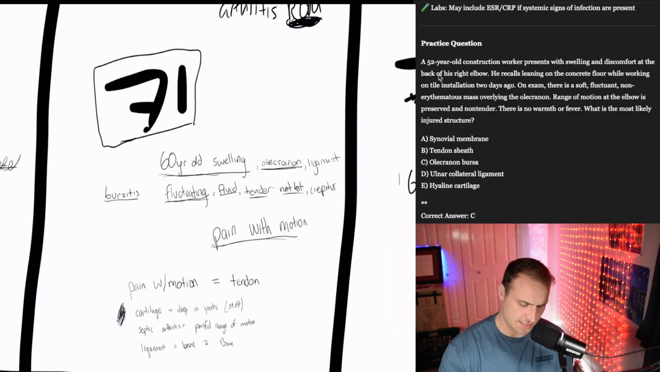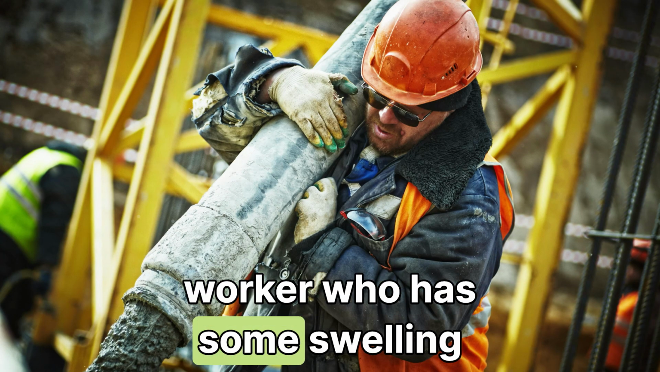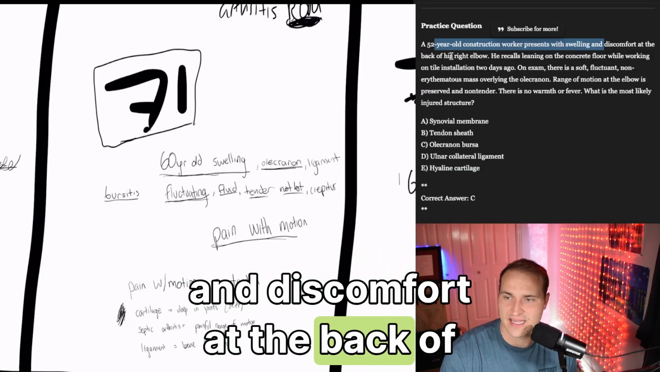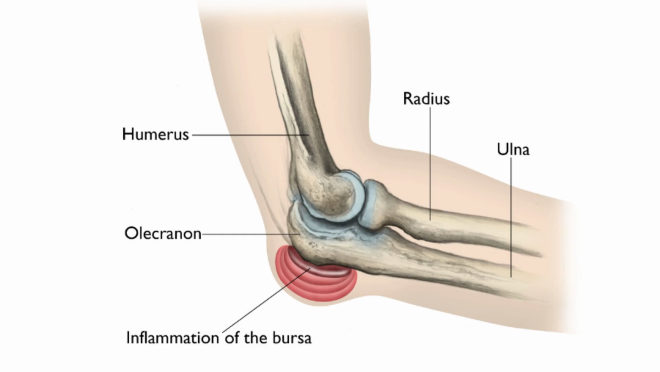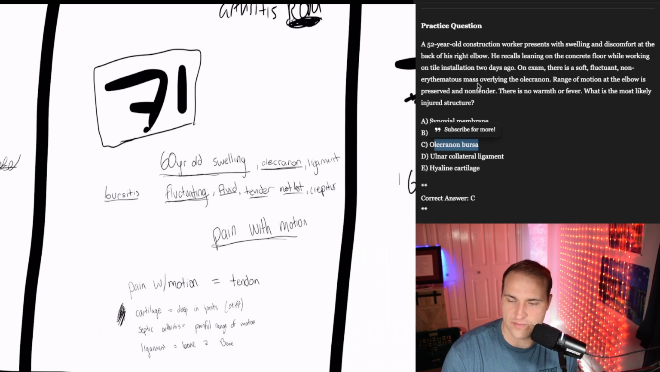Here we go. You might see a 52-year-old construction worker who has some swelling and discomfort at the back of his right elbow. He recalls leaning on the concrete floor while working on the tile installation. On exam, there's a soft, fluctuant, non-erythematous mass overlying the olecranon. Range of motion at the elbow is preserved and non-tender, so this is going to be a bursa. This is due to the prolonged pressure on the posterior elbow.